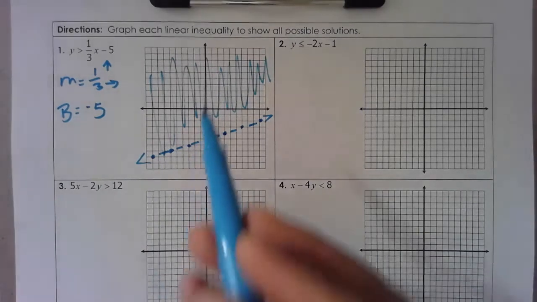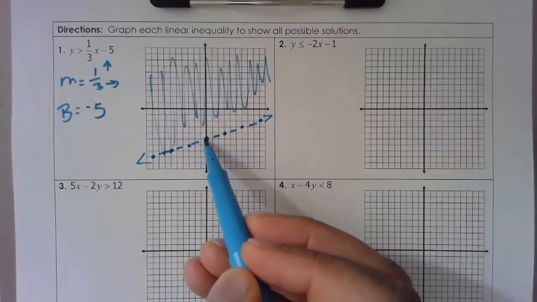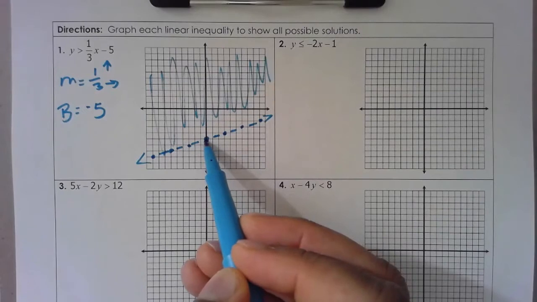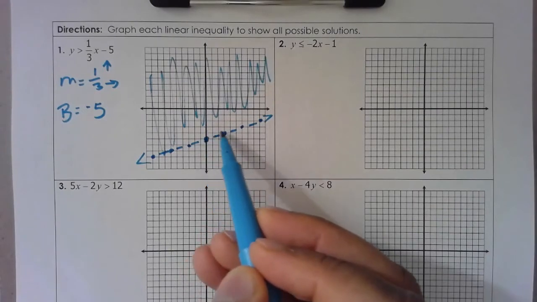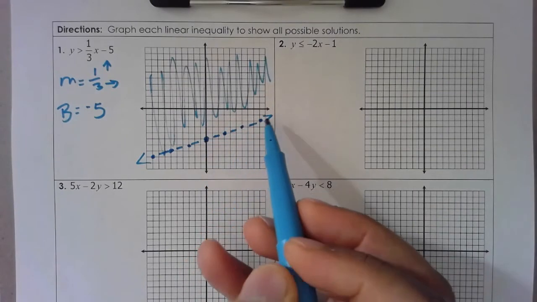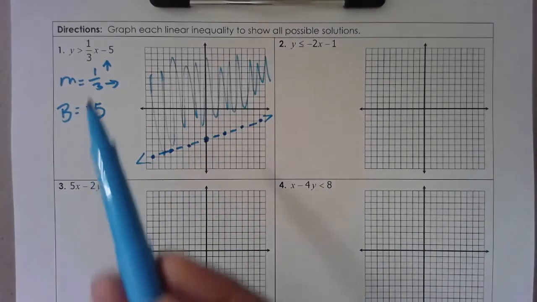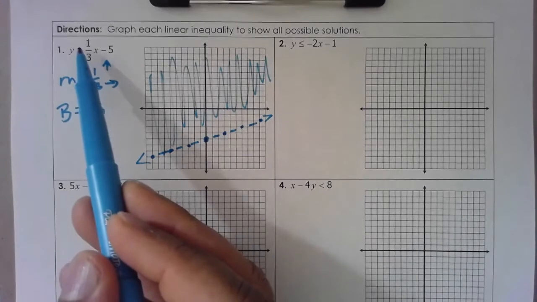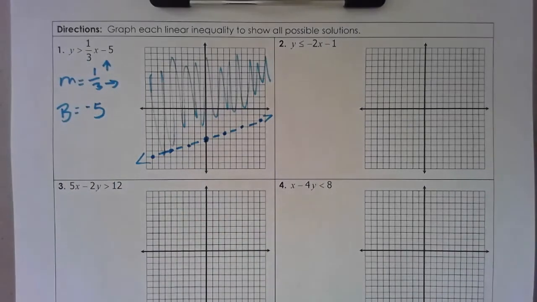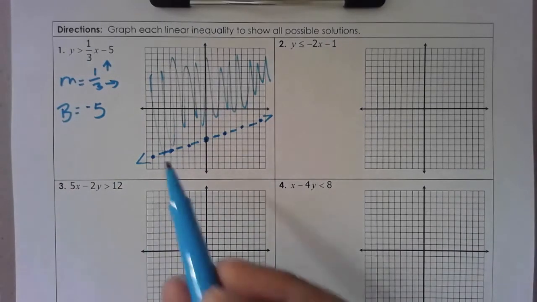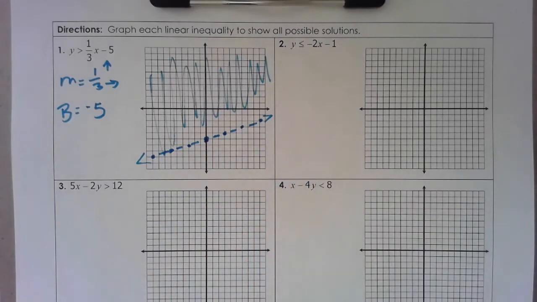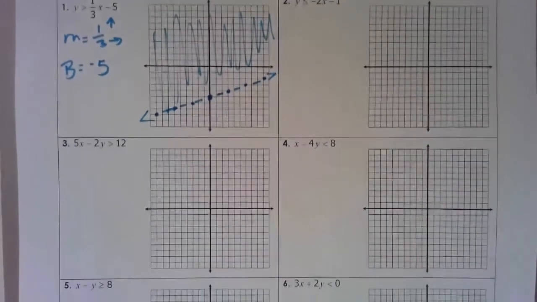And so if I go down here, I plotted my -5 here, and then for my slope, I went up 1/3, and then I also went in the opposite direction. Now, because I had a greater than symbol here, I had a dotted line. And so I drew that dotted or dashed line here. And since it was a greater than symbol, I shaded upward here. Okay, so that's example number 1. Let's try to do a few more examples here.